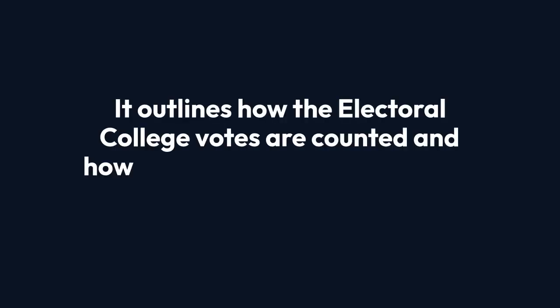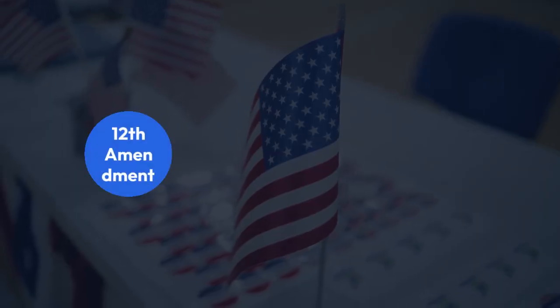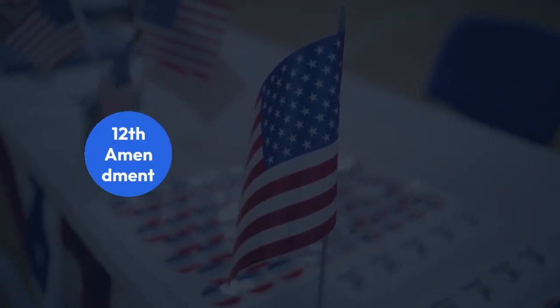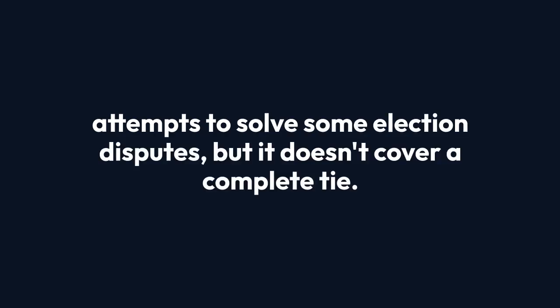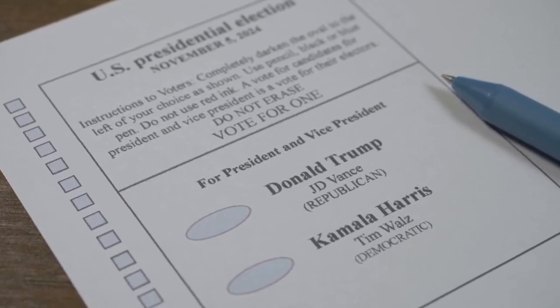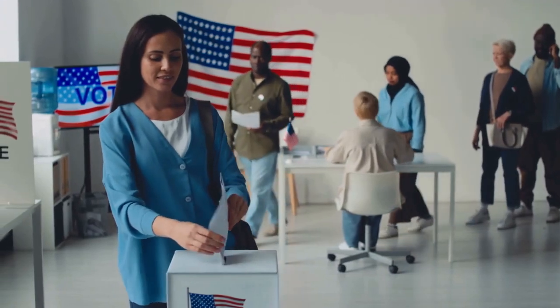The Constitution doesn't directly address this scenario. It outlines how the Electoral College votes are counted and how a winner is declared, but not what happens in a tie. The 12th Amendment, which modified how the president and vice president are elected, attempts to solve some election disputes, but it doesn't cover a complete tie. This means we'd likely turn to the 12th Amendment's procedures as a guide, combined with legal precedent and congressional interpretation.